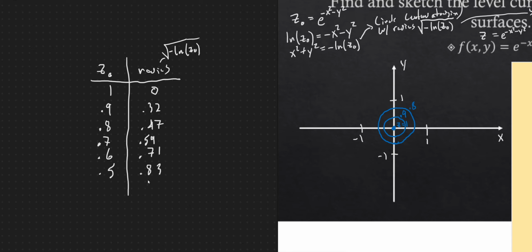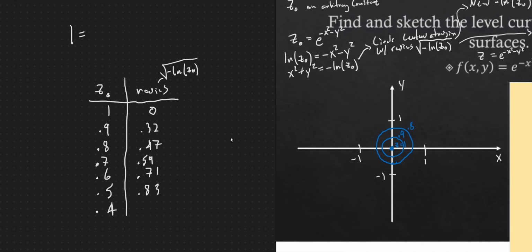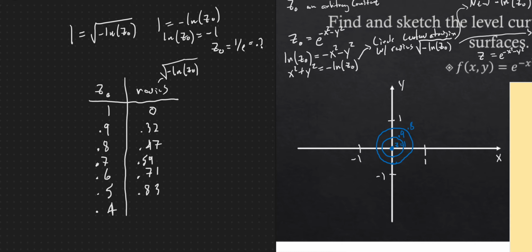So notice it's getting closer and closer to a radius of 1. Do we ever get a radius of 1? We can ask ourselves, do we ever get 1 out for a radius? Well, in order for that to happen, I would need 1 to equal the square root of negative natural log of z naught. So I get 1 equals negative natural log of z naught. So I need natural log of z naught to equal negative 1. Take e to both sides. I get z naught equals 1 over e. One over e is about 0.36.